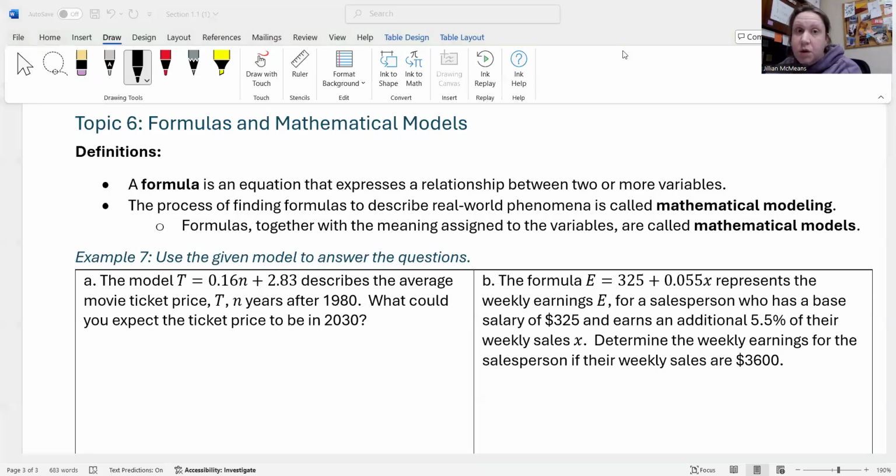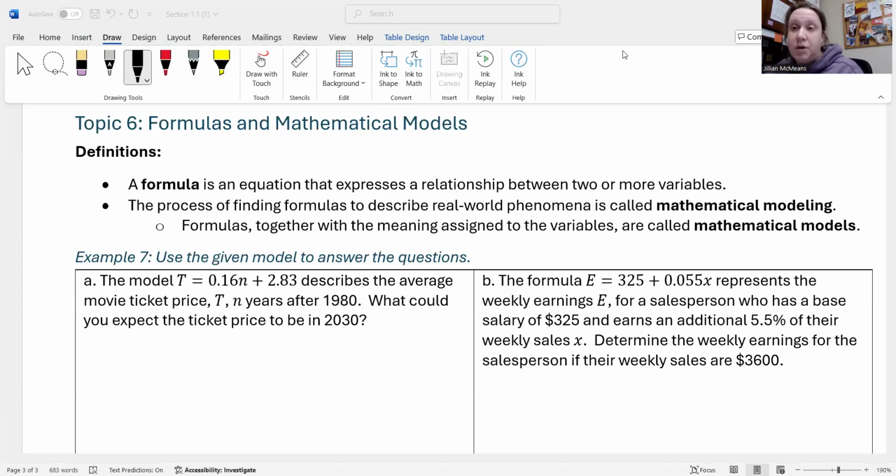So for topic 6, we're going to look at formulas and mathematical models. And first, I want to remind you of a couple of things from previous videos. Formulas are basically special types of equations. And remember from a previous video, equations are mathematical statements that say two algebraic expressions are equal to each other. So we already know how to determine if we have an expression versus an equation.